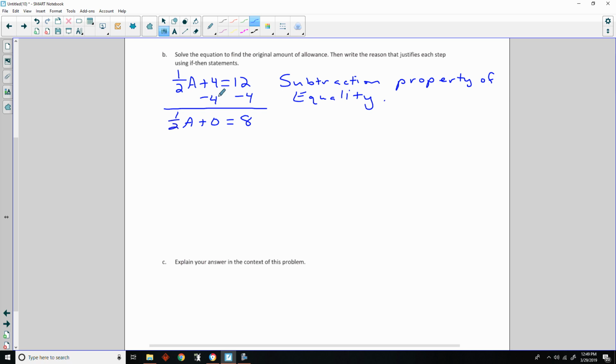Okay, the subtraction property of equality means that if you subtract 4 from the left, you have to do it to the right, and the values are still going to be equal. So then once I get this, I have 1/2 A plus 0 equals 8. So if I have this, then I'm going to get 1/2 A equals 8, because anything plus 0 is the additive identity. I can't just put identity because there's a multiplicative. Additive identity.